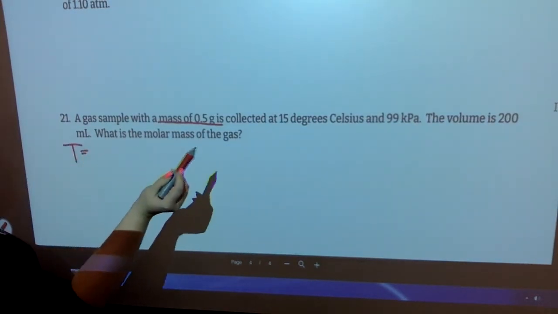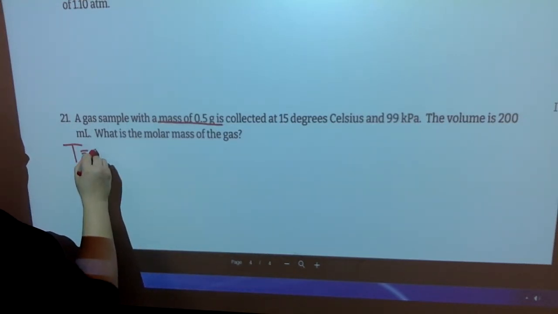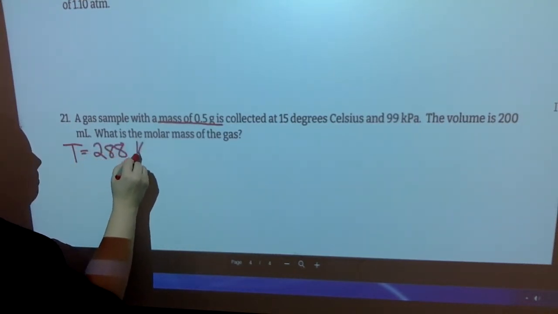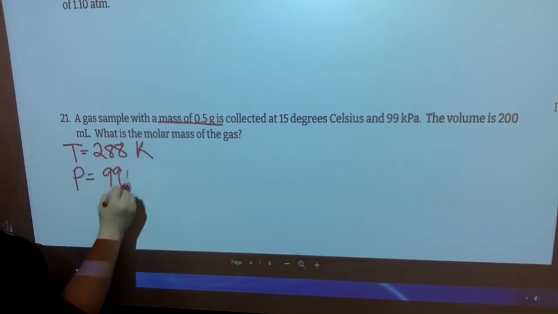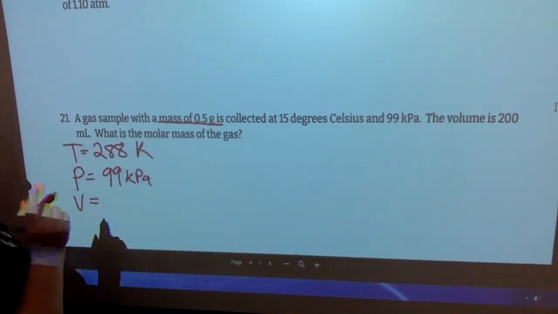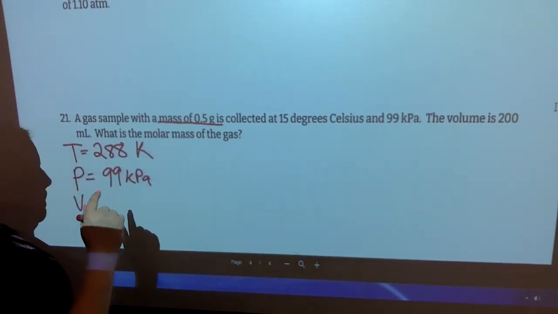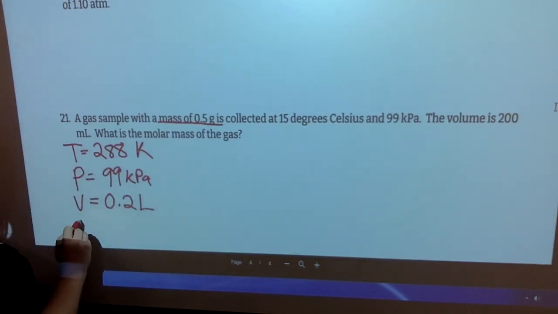So we have temperature is 15 degrees Celsius. We're going to convert that into Kelvin, so that is 288 Kelvin. Pressure is 99 kilopascals. Volume is 200 milliliters, so we do need to convert that into liters. So we're going to have 0.2 liters.